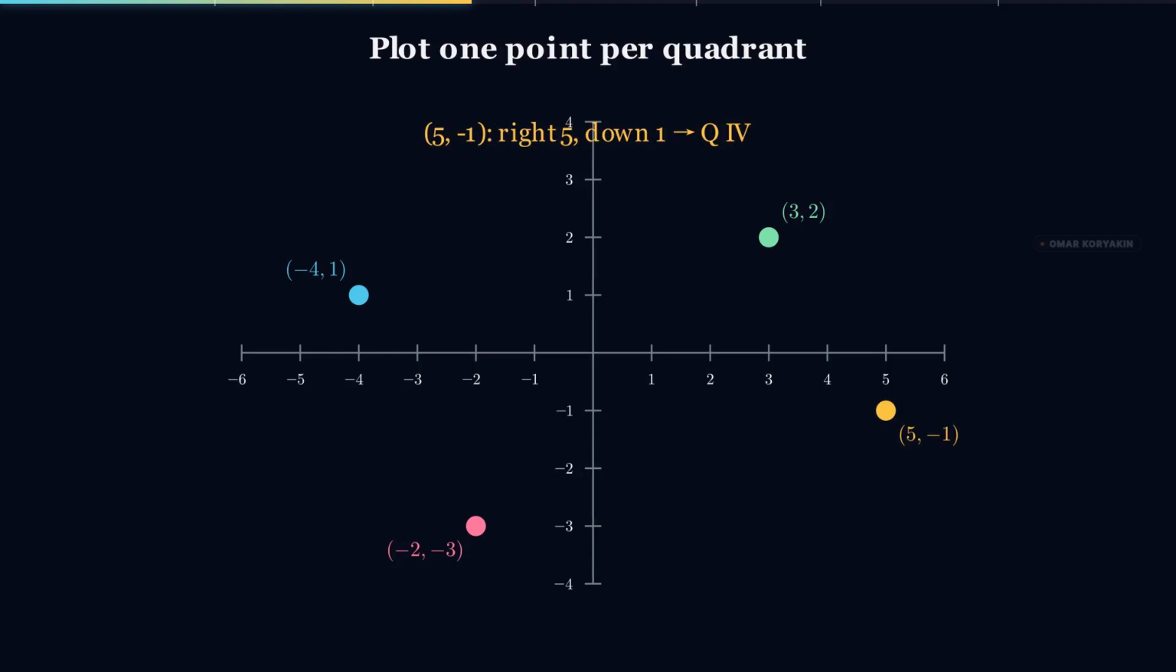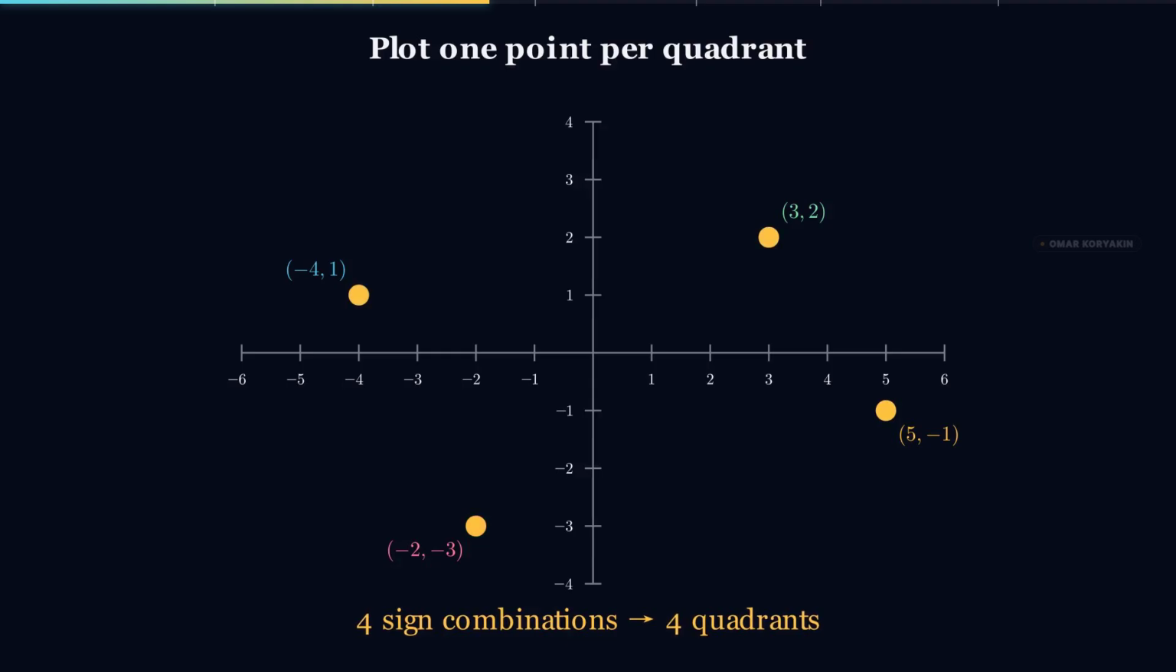Point 4: (5, -1). Read the x-coordinate 5 and move 5 units to the right. Then read the y-coordinate -1 and move 1 unit down. Land at the point 5 to the right and 1 down, which sits in quadrant 4 because x is positive and y is negative. So the 4 points are plotted one per quadrant, illustrating the 4 sign combinations.